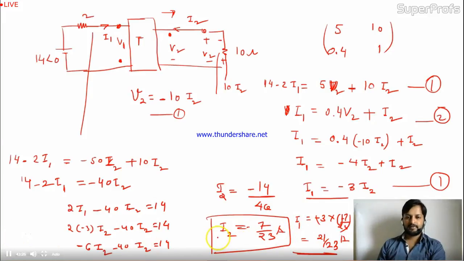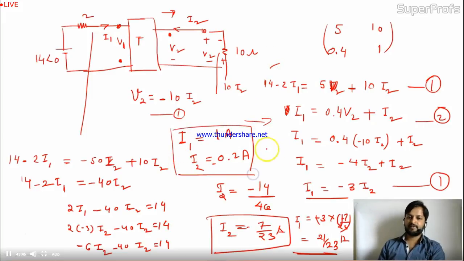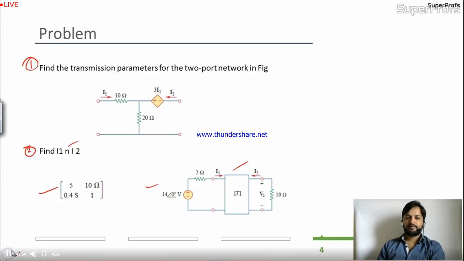I think I have made some mistakes over here. Please check it, because at the output you should get I1 equal to 1 ampere and I2 equal to minus 0.2 ampere. Okay, it's a calculation mistake. You can check it or do it again, so you'll get the answer. Please match your answer with this: I1 equal to 1 ampere and I2 equal to minus 0.2 ampere. Okay, this is the question I'm leaving for you.